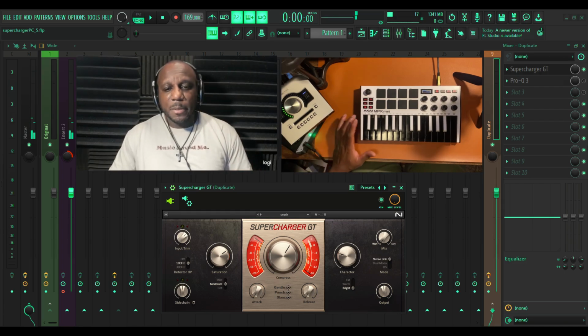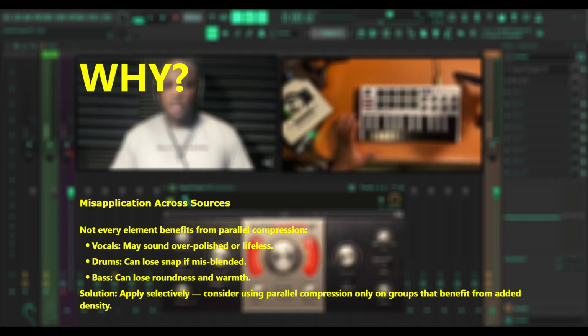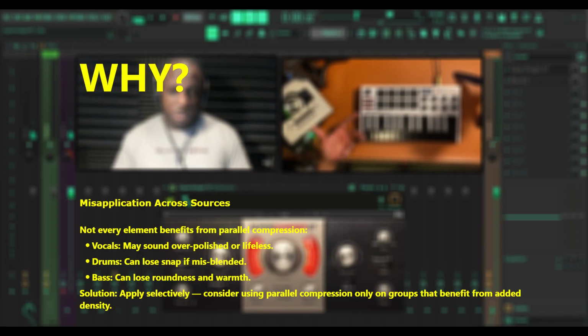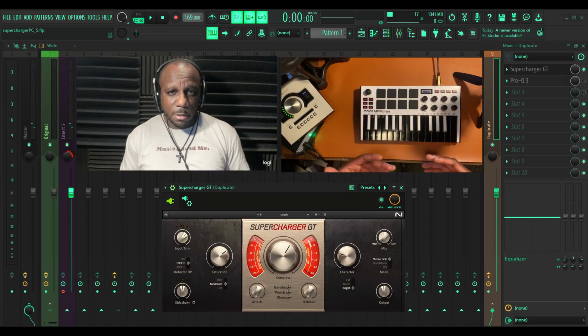Seventh is misapplication across sources, being mindful of what you're trying to do, why you're trying to do it, and is it even really needed, right? Does this really benefit? Am I enhancing my sound, my track, my mix by using parallel compression, right?